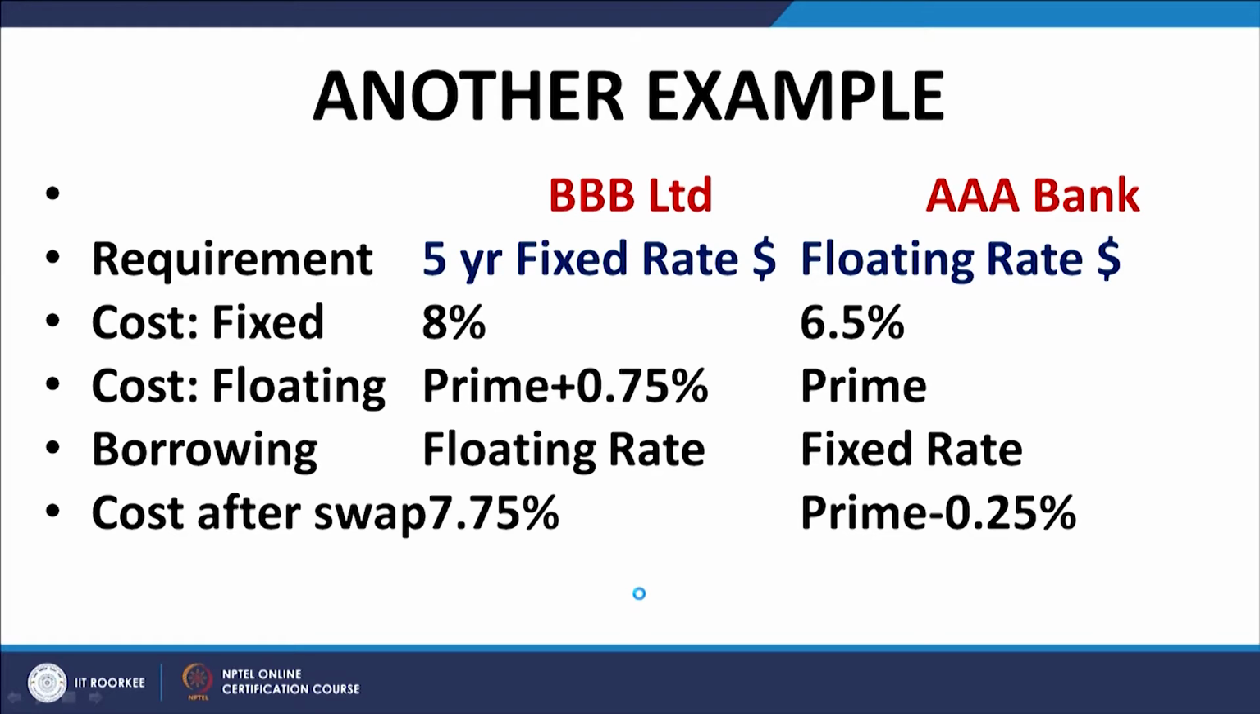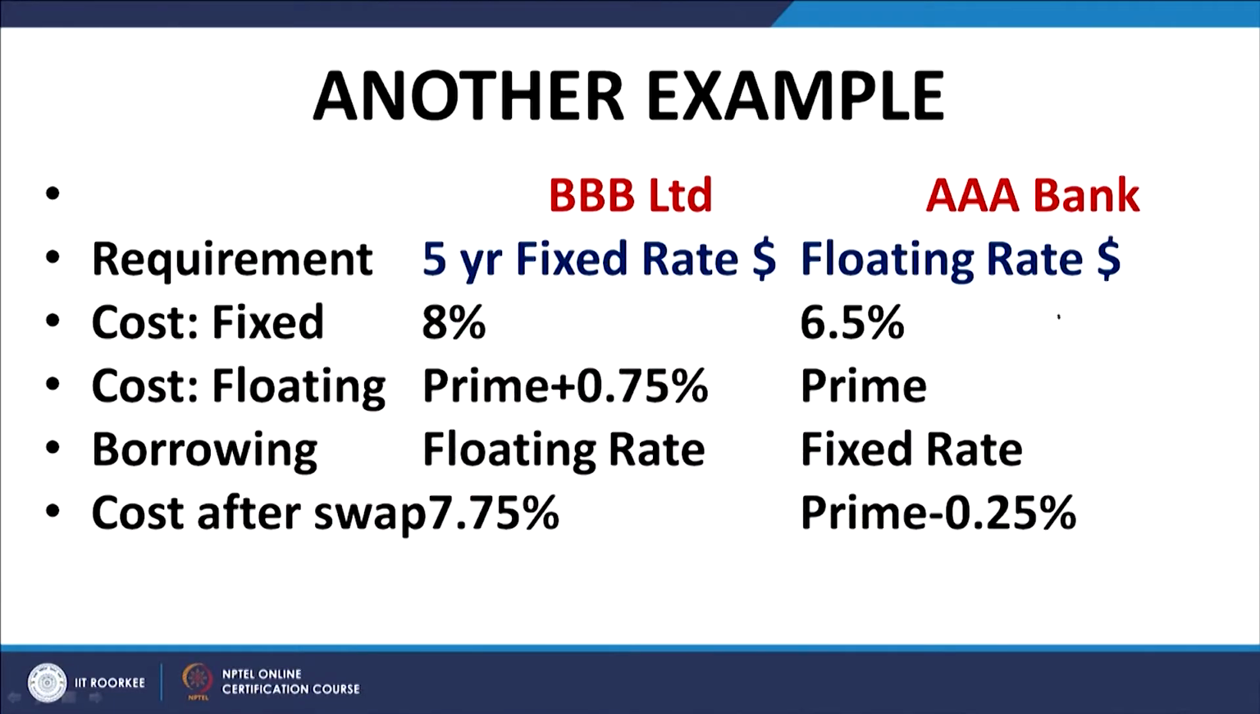Right. So, this is the situation. Now let us look at this. In the normal case, what would happen is BBB would approach the market for a fixed rate borrowing, it has to pay 8%, and AA would approach the market and pay prime, because it wants floating rate. So, it borrows at floating rate, BBB wants fixed rate and borrows at fixed rate. So, the total cost of both the entities together works out to 8% plus prime.